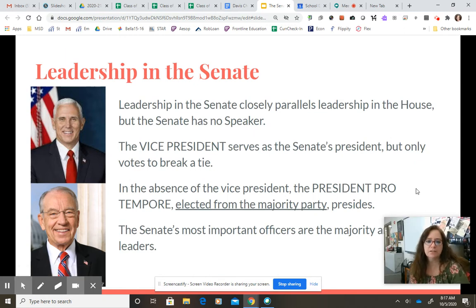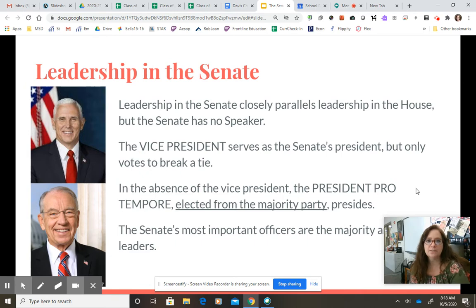All right, so leadership in the Senate. This is very similar to leadership in the House. And I know that slideshow on the House wasn't quite as explicit, but if anybody wants me to redo that, or if you have questions on leadership in the House, let me know.